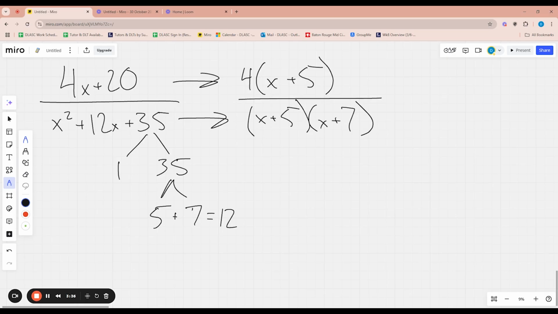So now that we've broken that down, we can see we do have similar terms in the numerator and the denominator, right? So for this x plus 5, what we can do when we're simplifying is very simple. We can just take them out, because they'll cancel out through that rational expression. And what we'll be left with is 4 over x plus 7, right? That's pretty simple. So that's simplifying rational expressions.